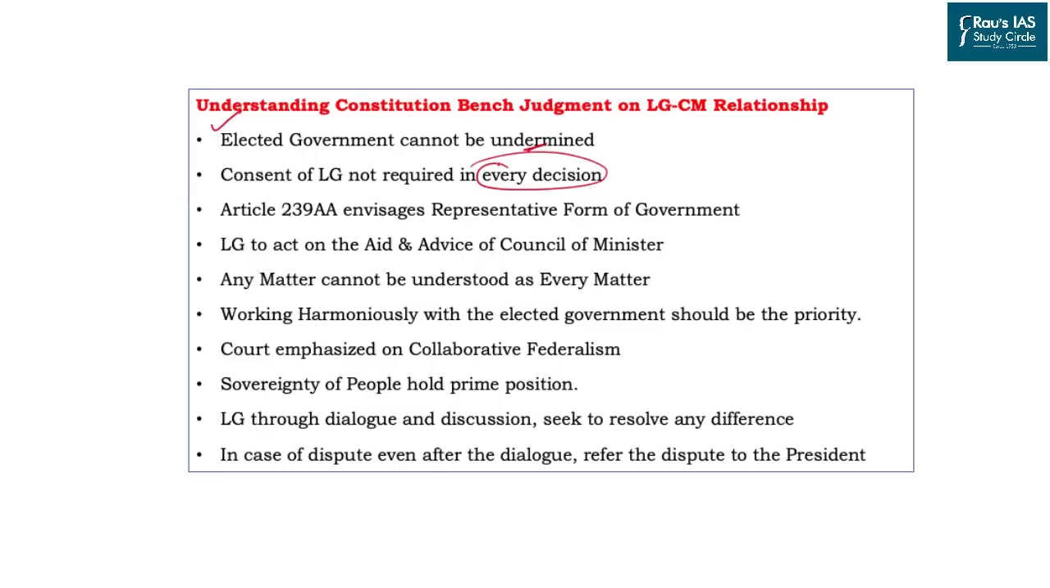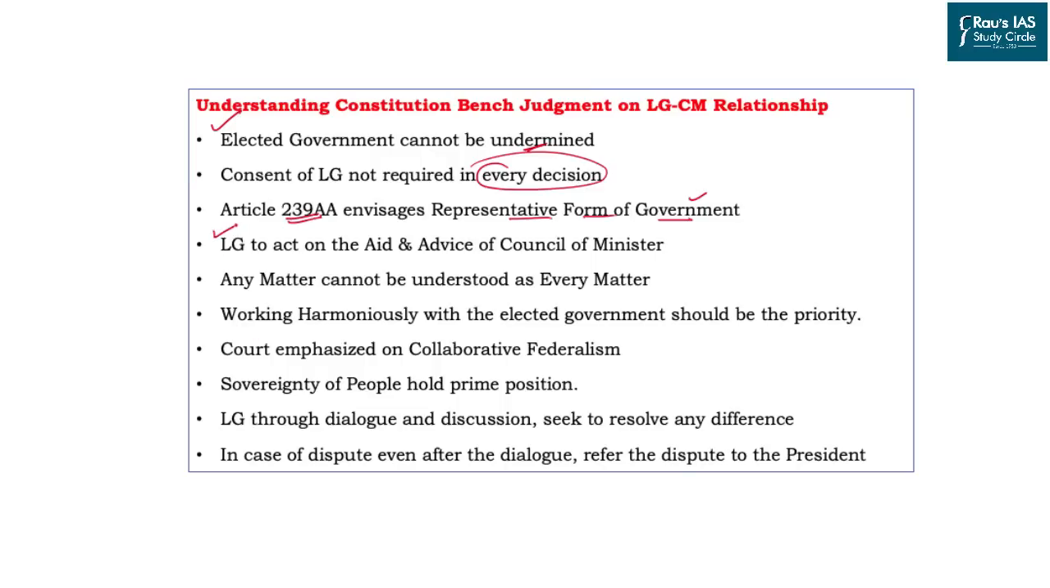It also held that the Lieutenant Governor could, in the event of disagreement with the Council of Ministers or the Chief Minister, refer it to the President, and the President's decision should be binding. Article 239AA envisages a representative form of government. So the representative form of government in Delhi under the Chief Minister is a constitutional authority itself. It has an elected legislative assembly which has legislative powers. So it has its own sovereignty to take decisions on the state list and the concurrent list.